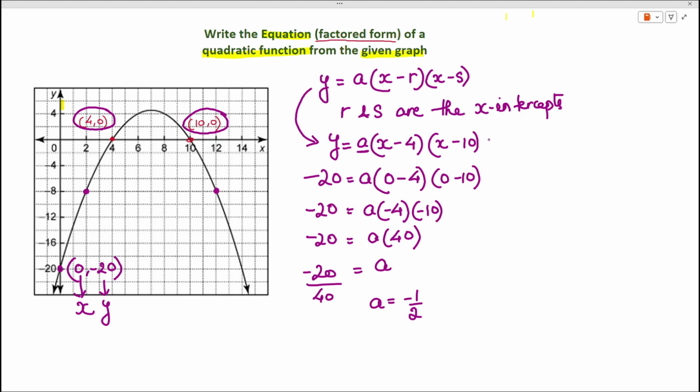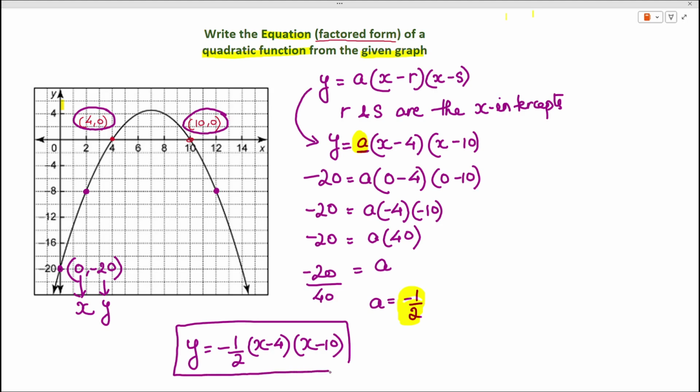-1/2. So now we'll put this value of a back into our factored form equation, and we can write this as y = -1/2(x - 4)(x - 10). So this is the equation in the factored form for this given graph.